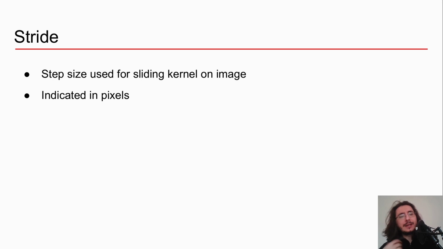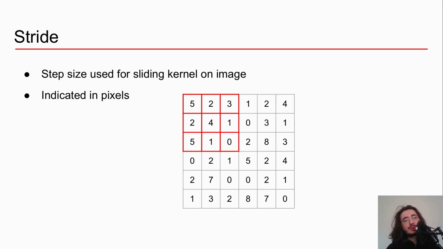Now let's move on to another parameter, stride. So what's the stride? Well, the stride is quite simple. It's the step size that we use for sliding the kernel on the image. Right, and the stride itself again is indicated in pixels. So let's try to look at a stride. Here we have our image, and we have a 3x3 kernel that we are applying.